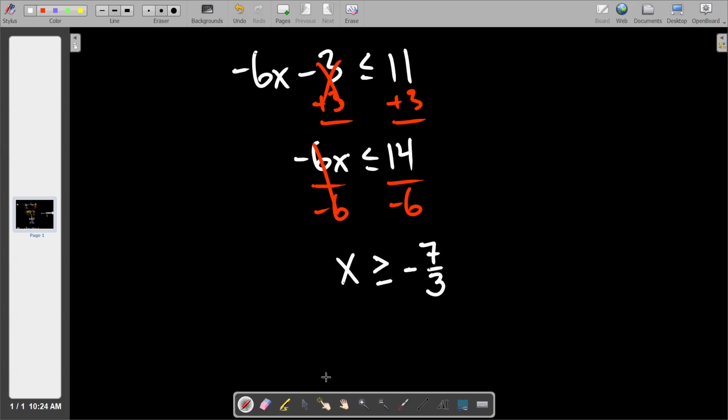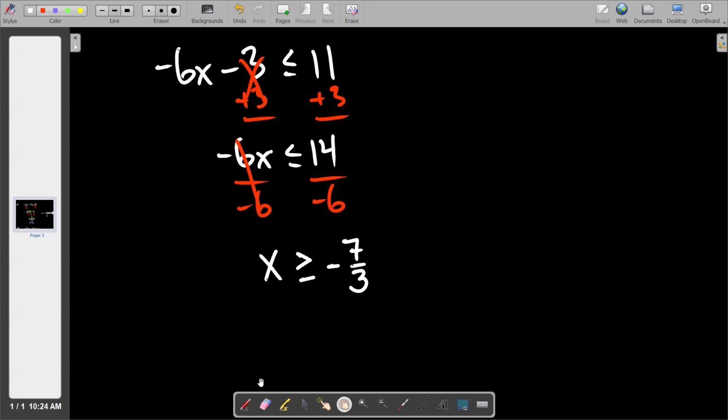So that's the answer. And then as far as the graphy answer is concerned, just sketch a number line, stick -7/3 in the center, put a circle, color it in, and then you just have to say, where are the numbers that are greater? Well, always to the right. And that is that. We good so far? 3 for 3?